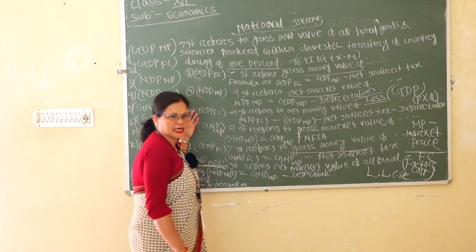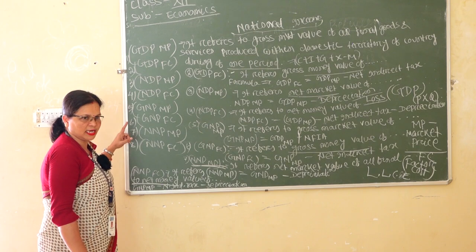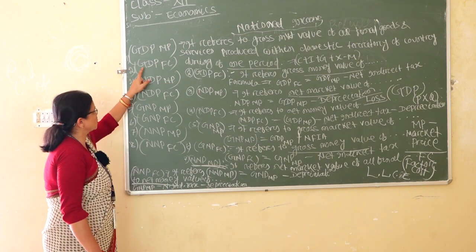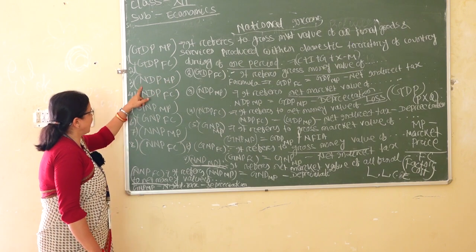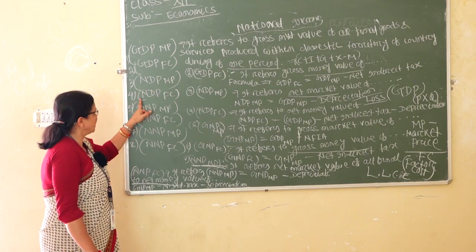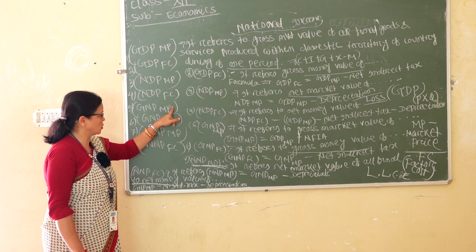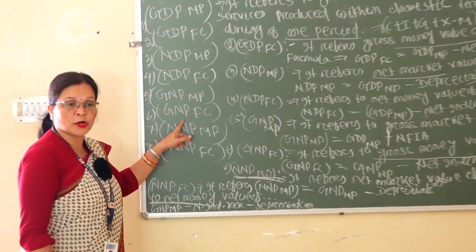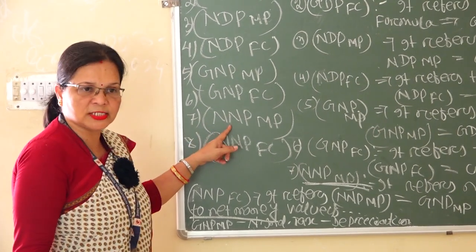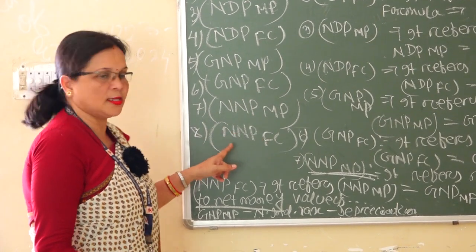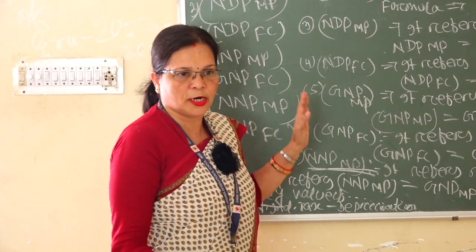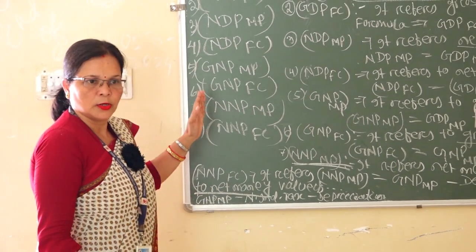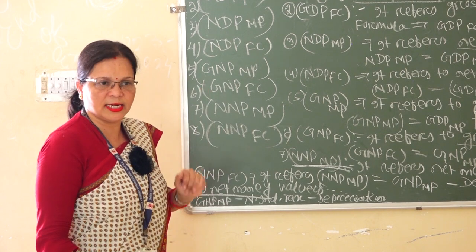Now clear? These are the 8 aggregates of national income. What are they? Gross domestic product at market price, gross domestic product at factor cost, net domestic product at market price, net domestic product at factor cost. Then gross national product at market price, gross national product at factor cost, net national product at market price and net national product at factor cost. So these are the 8 aggregates of national income.